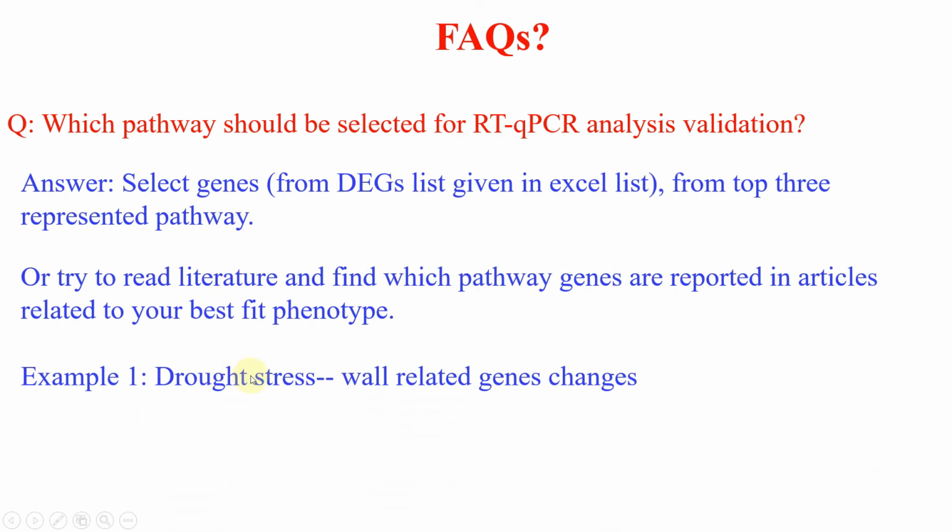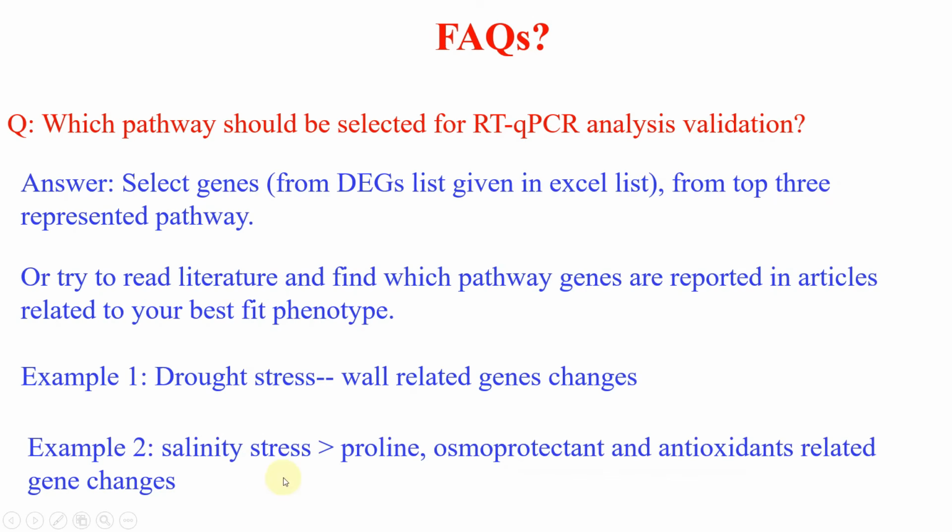Here is one example, like if you are studying drought stress and there is a pathway like cell wall related genes changes. If you are studying drought stress and literature says that whenever there is a drought stress, cell wall related properties of a cell change. So you can try to find those genes which are related to the cell wall morphology. And in example 2, if your experiment is related to salinity stress, we know that when there is salinity stress, a high quantity of osmoprotectants and antioxidants are released by the plants as a defensive mechanism, like proline. So you can try to find some genes which are relevant to proline, osmoprotectants, and antioxidants.